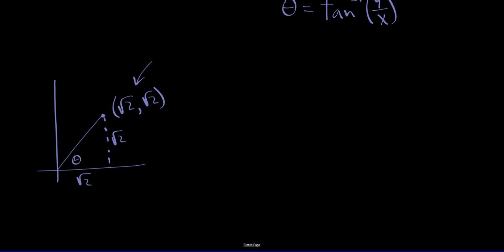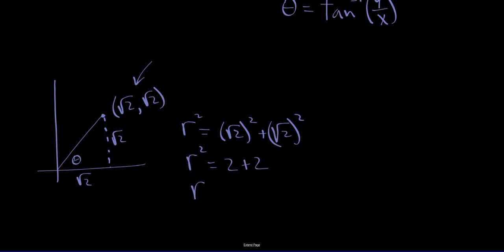So here's what I need. I need an r. r squared is going to equal the square root of 2 squared plus the square root of 2 squared. So that means that r squared equals 2 plus 2. That means that r is equal to the square root of 4. Now, we're not going to do plus or minus the square root of 4. We're looking for a length here, so it's just going to be positive. So right away, we have 2.